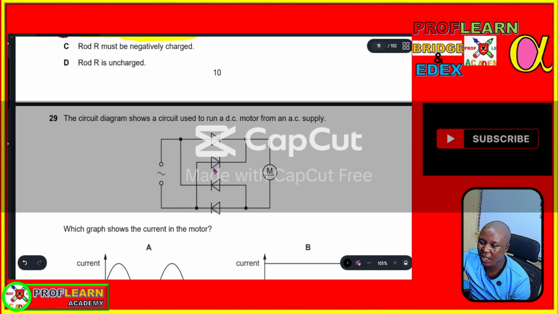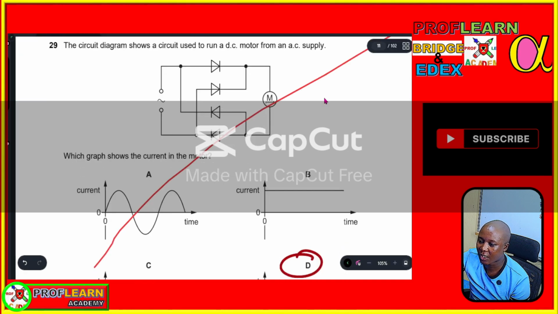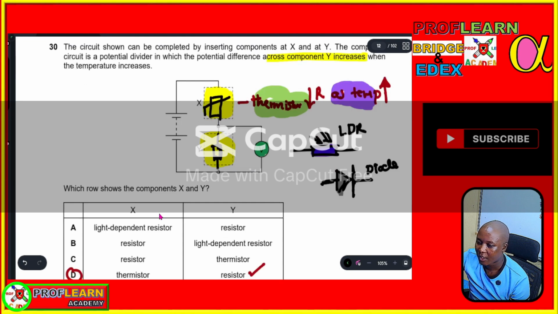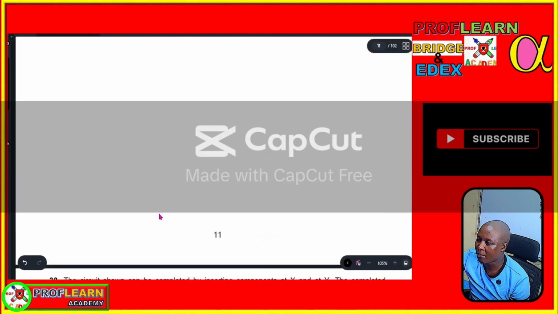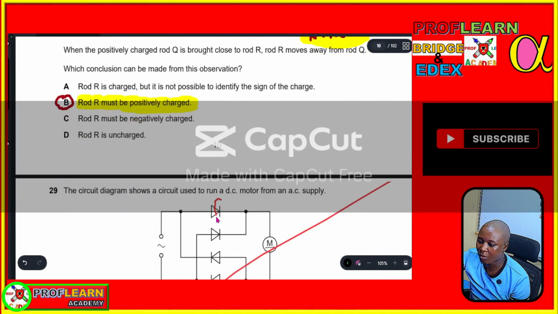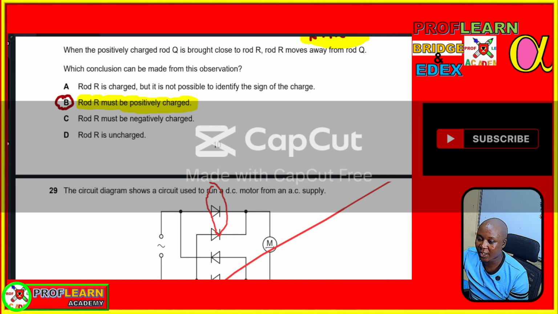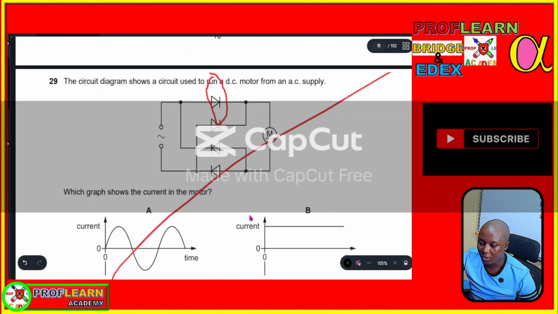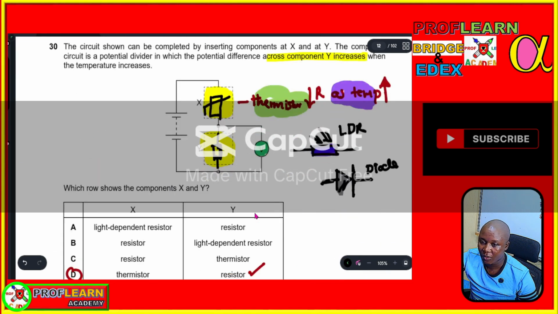Question number 29, application of rectifiers. Rectification and the use of the diode. What I can mention is that you need to know this is the symbol of a diode, and a diode is a device that allows current to flow only in one direction. The rest of the part is not necessary as far as your exam is concerned. Okay, so moving to question 30.